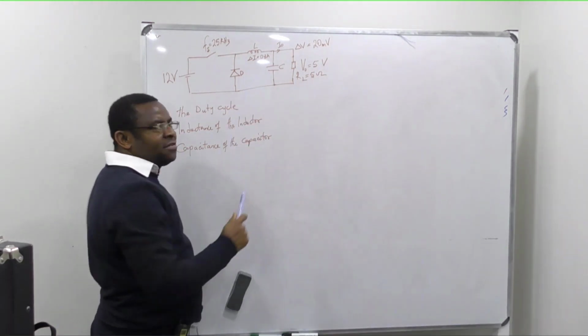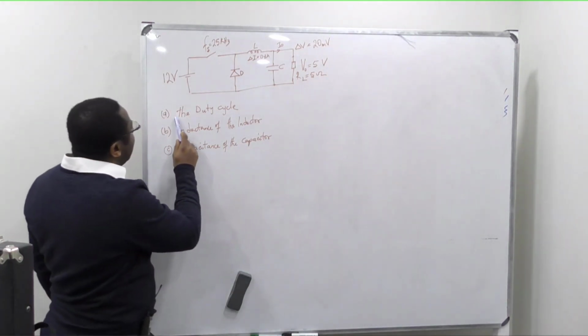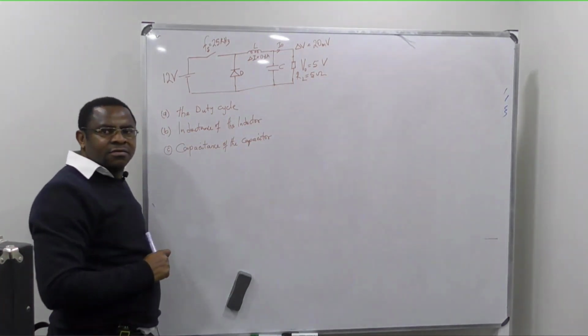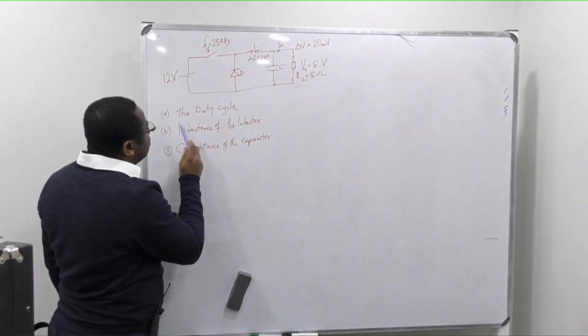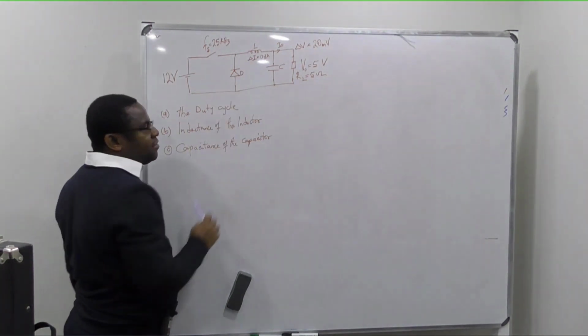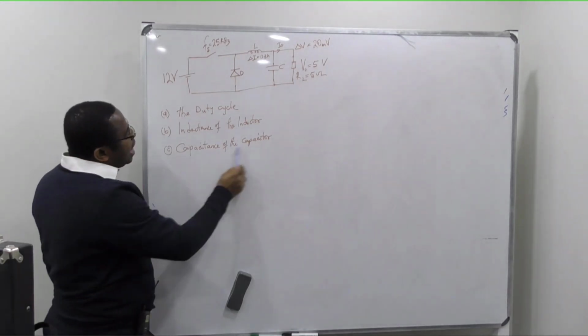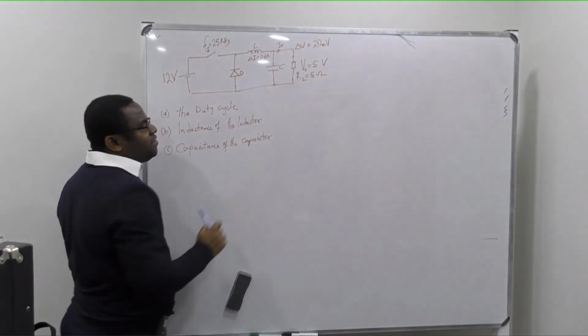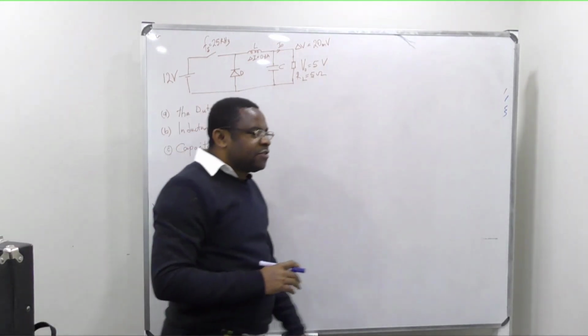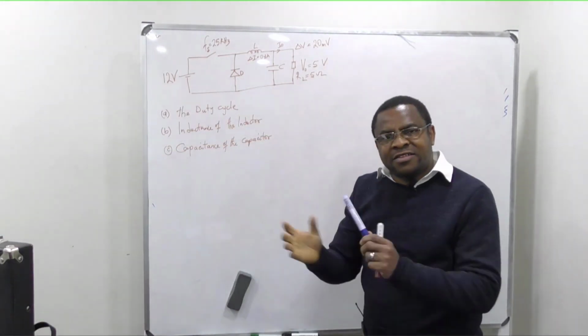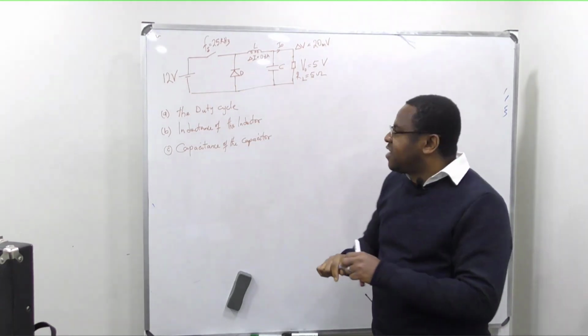And then the output voltage is 5 volts, and the load is 5 ohms. So with this case, the question is to calculate the duty cycle. That's number one. And number two is to calculate the inductance of this inductor, and also calculate the capacitance of this capacitor. Did you get it? All right, so let's start with the first one, the duty cycle.